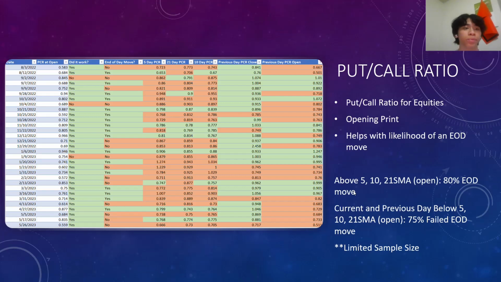Additionally, it can also help with identifying when an end of day move won't work. So if the current day and the previous day are both below the 5-day, 21-day, and 10-day, then there's a 75% chance that the end of day move won't work. So these are very helpful indicators. However, you have to keep in mind that it is not the biggest sample size, so the probabilities won't be exact or too accurate.